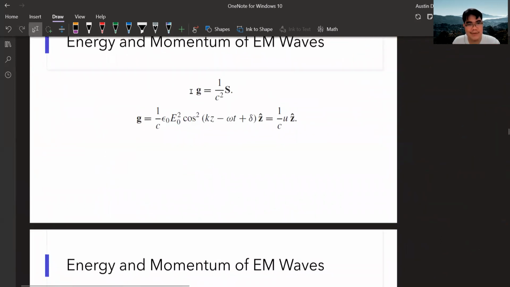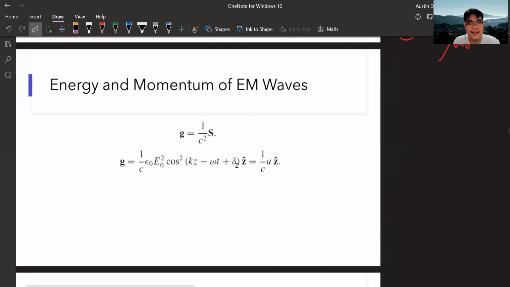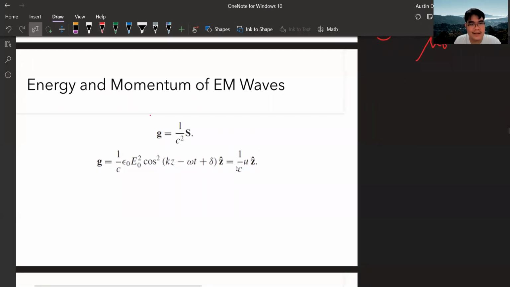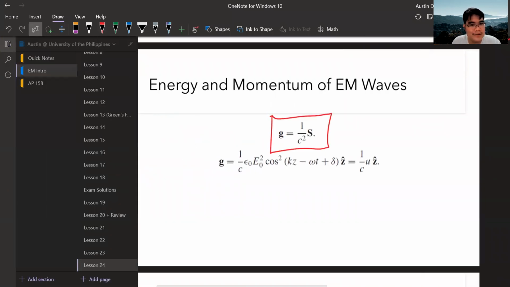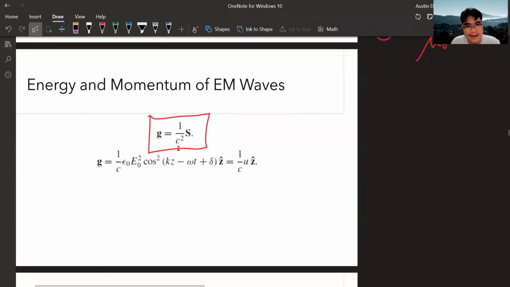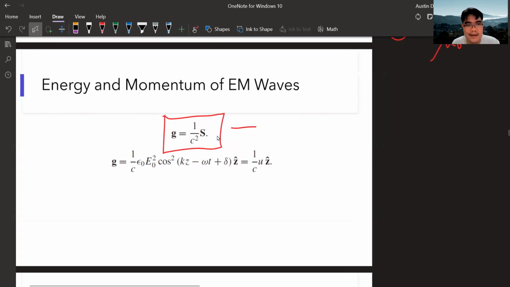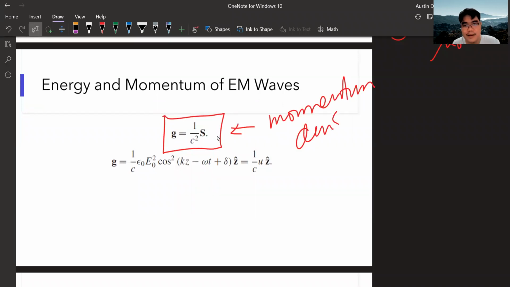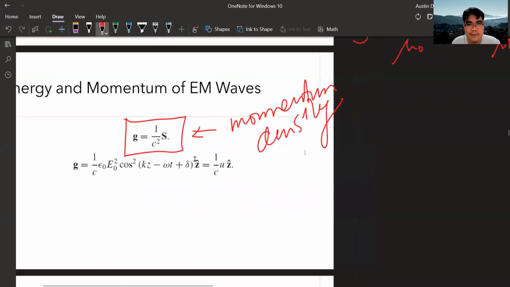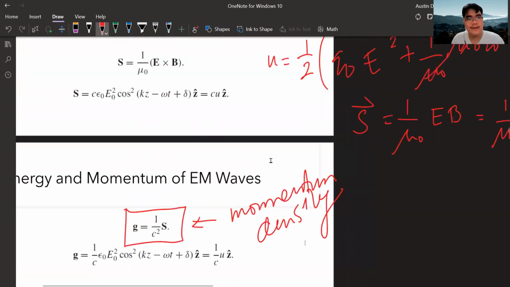And lastly, momentum density, G. Momentum density, G, is given by this. Okay. So, hindi natin diniscuss yung chapter 8 for momentum, pero hindi naman namin itatanong. Sige. So definition lang siya dito. So, G will be 1 over C squared S. Okay, so ito ay momentum density. Density, volume na yan. So, momentum per volume. Okay?